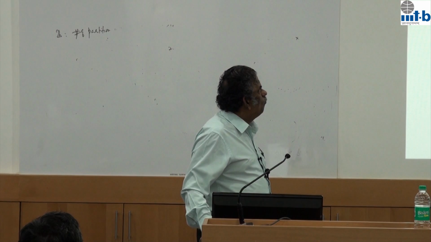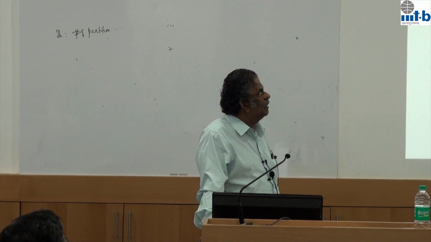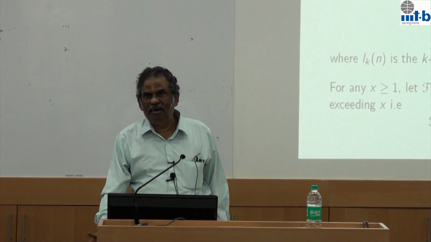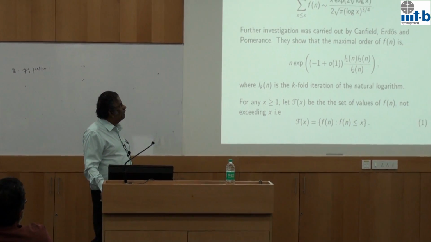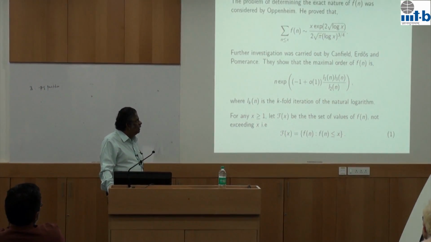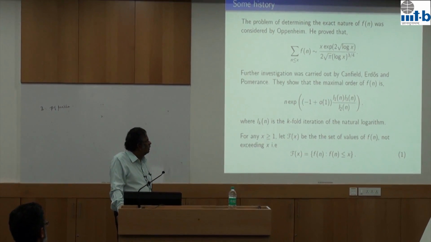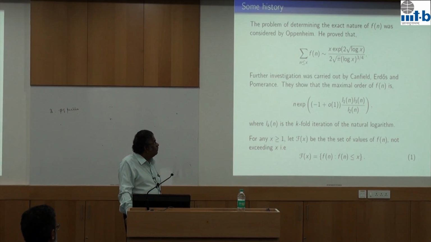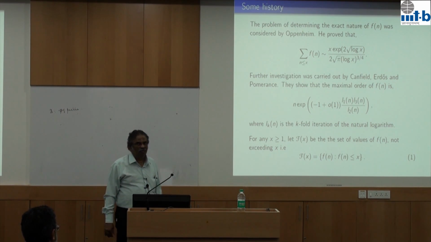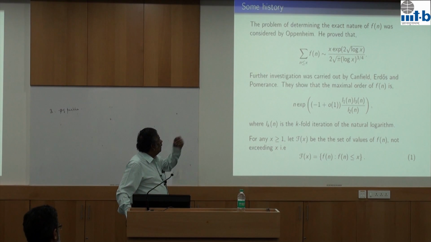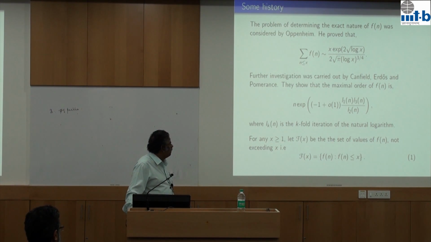Therefore, proving more or less roughly that every Fn is something like e power 2 times square root of log n. That is the average order of Fn. Okay. Then further investigation was done by Canfield, Erdős and Pomerance, and they were interested in the maximum order of Fn. The average order is exponential 2 times square root of log n, but the maximum order is essentially bigger than n power 1 minus epsilon. Therefore, in spite of the average order being so small, the maximum can be as big as n power 1 minus epsilon.